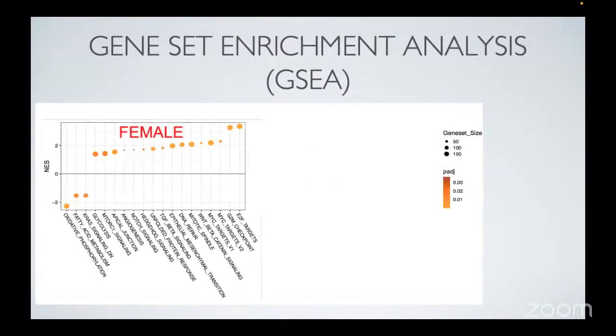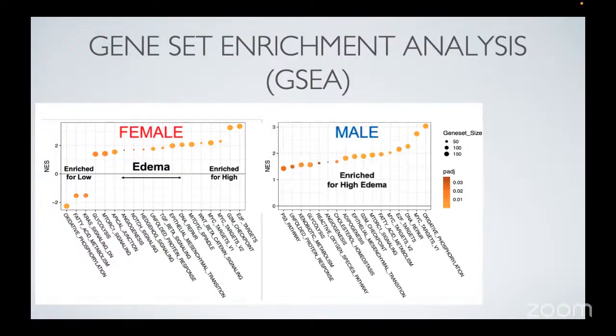So I'm just going to orient you a little bit. For the female population, you'll see where patients were enriched for low edema versus high edema. And on the bottom, you have the different categories of gene sets that were associated with low versus high edema. And we did this in both females and males. Males only had high edema that really set them apart.